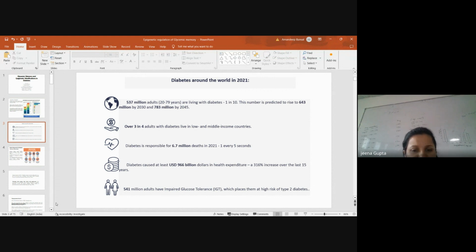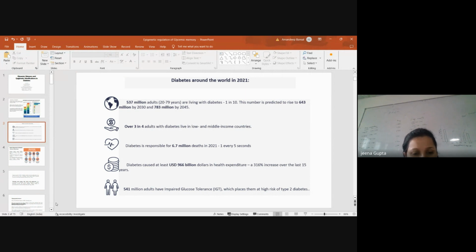Diabetes was responsible for 6.7 million deaths in 2021, and there is a huge expenditure on the treatment of diabetic patients. In terms of USD, 966 billion USD was spent on diabetic patients in the year 2021. So there is almost a 316% rise in this expenditure in the last 15 years.